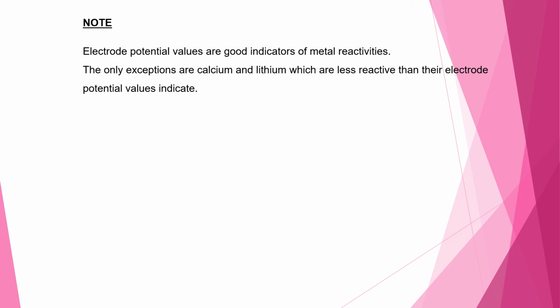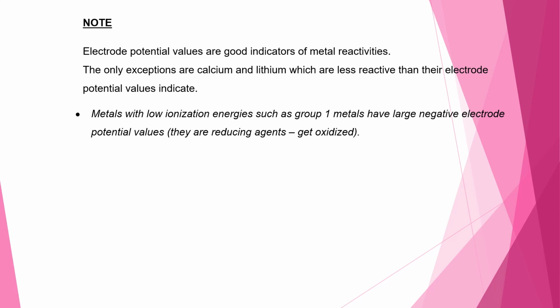Like we said earlier on, if the electrode potential value is more negative, it means the chemical is getting oxidized, so it's a reducing agent. If the electrode potential value is positive, the chemical is getting reduced, so it is an oxidizing agent.